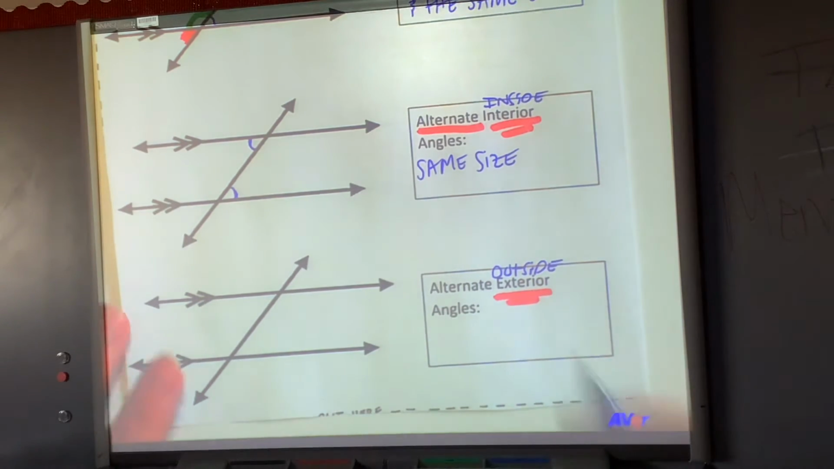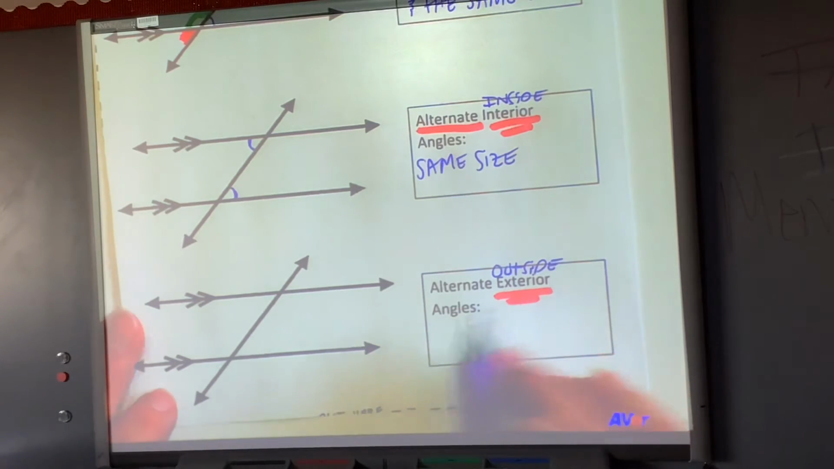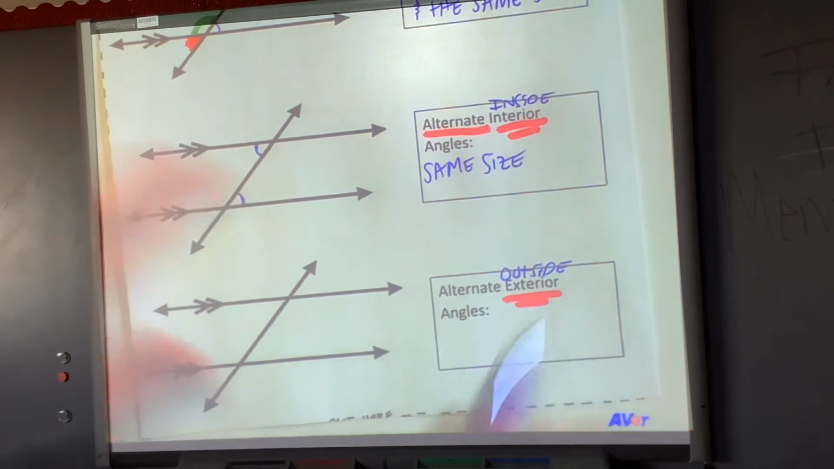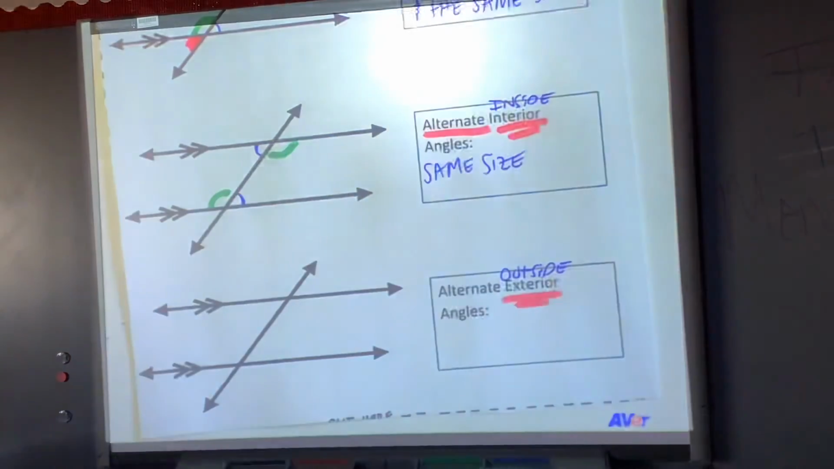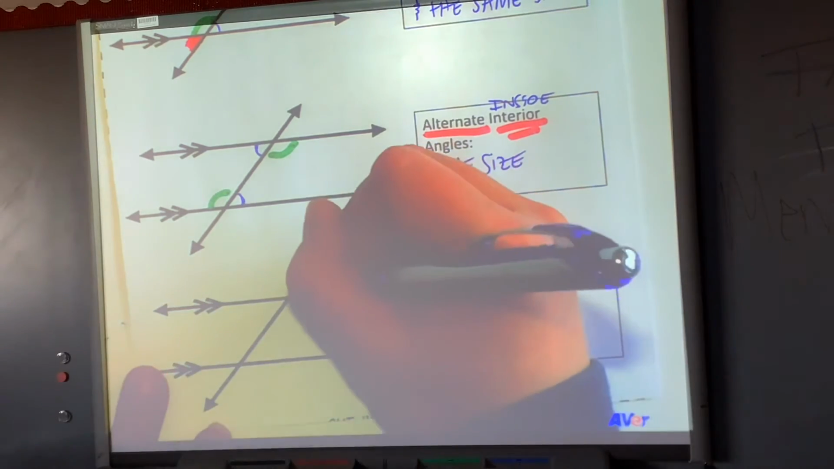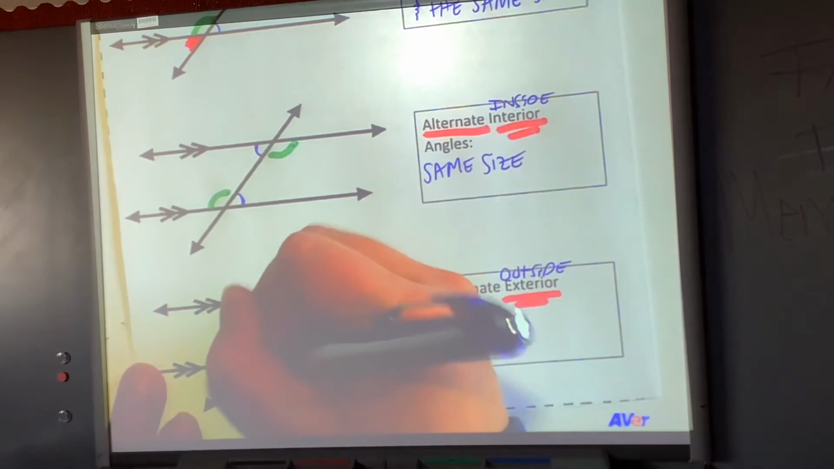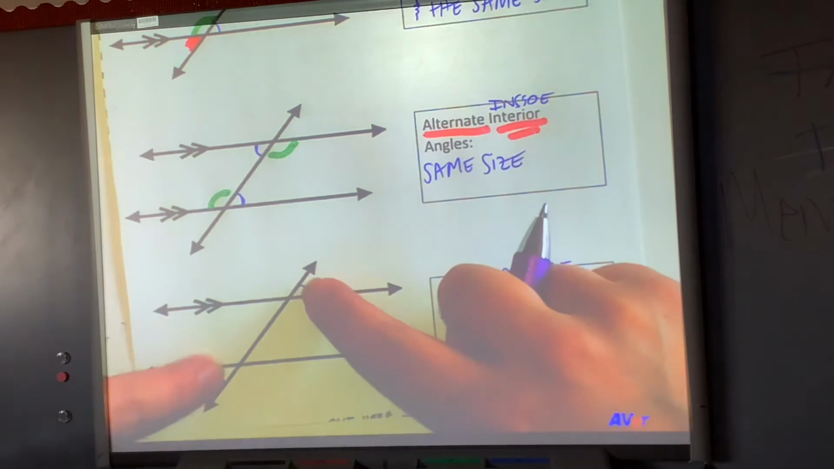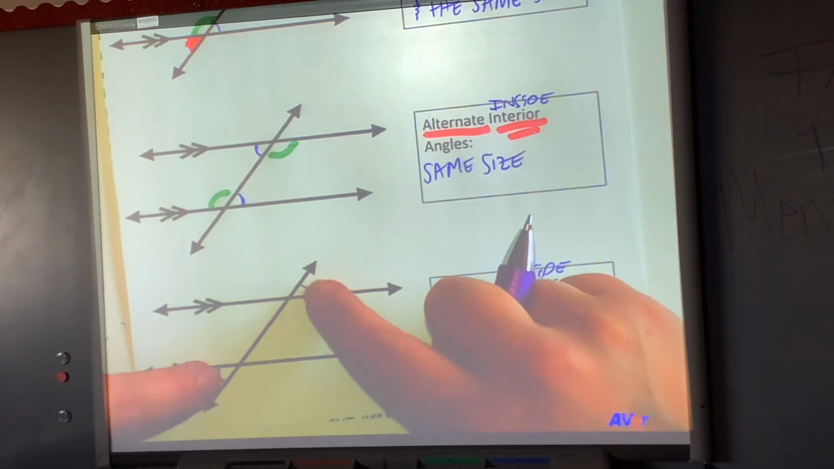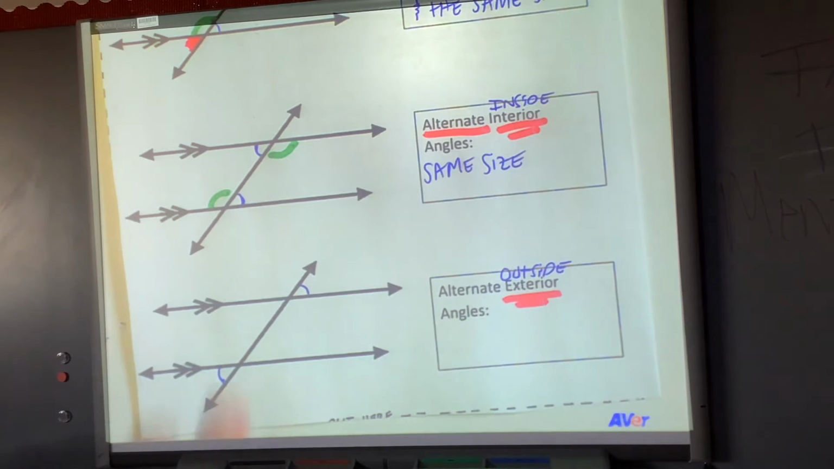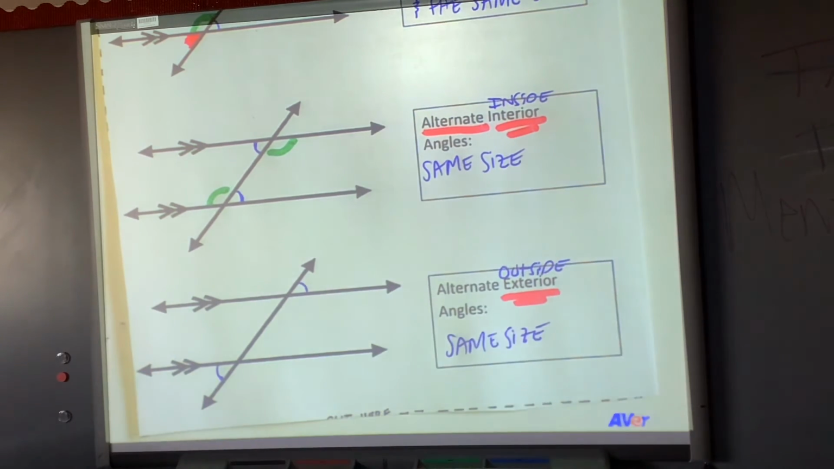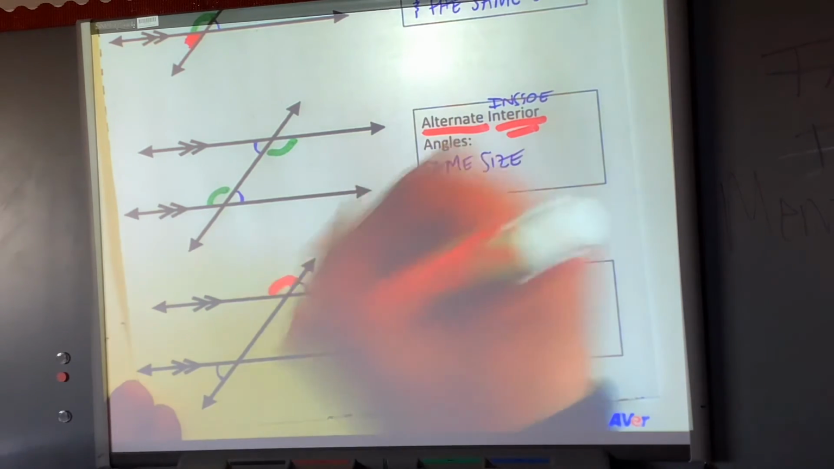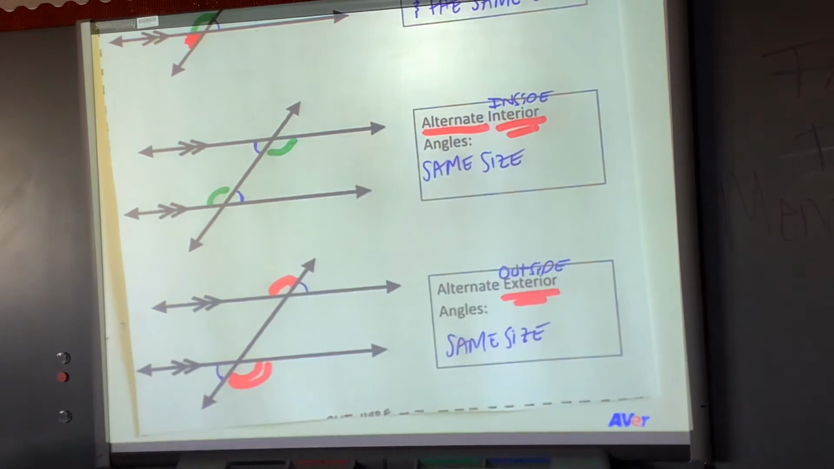All right, last one is the alternate exterior angles. They work the same way as these. Oh, by the way, here's another set of alternate interior angles. So alternate exterior angles will work the same way. That one and that one are alternate because they're on the opposite sides of the transversal, and they're exterior angles, okay? But they are the same size. Here's another example of alternate exterior angles.